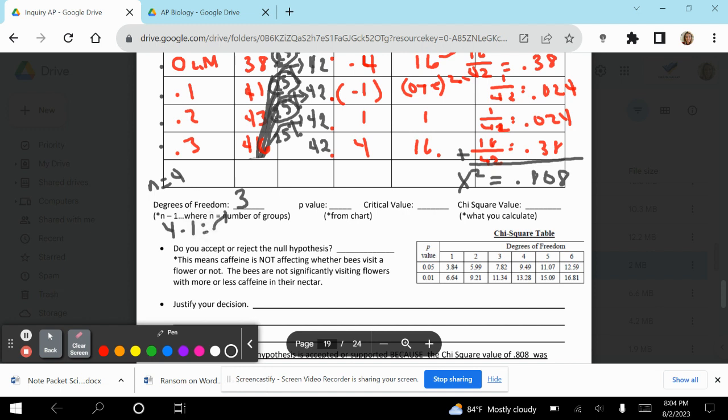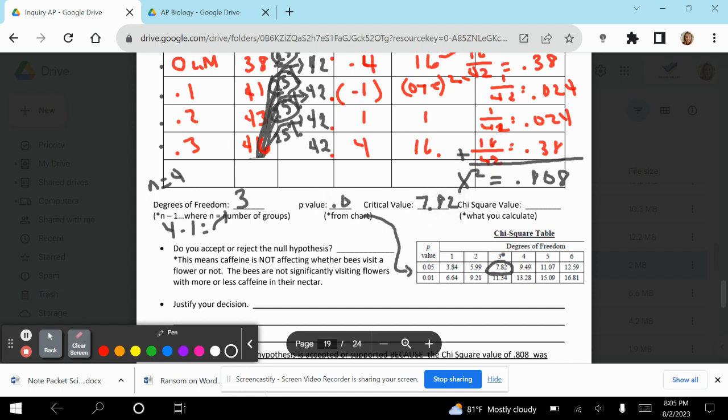The p-value that we always use is 0.05. And so where this degree of freedom of 3 and that p-value of 0.05 intersect is 7.82. So that is called our critical value. So 7.82 is the critical value.